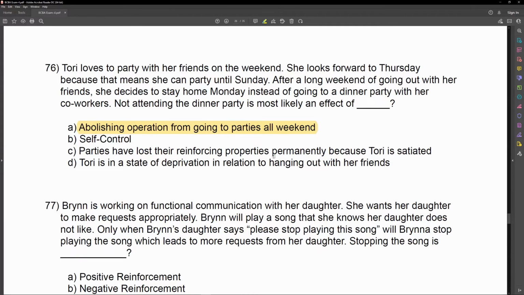Okay, make sure you understand that question. It's a good example of finding the best answer based on the answer choices we're given, and a good way to think about different abolishing operation and establishing operation scenarios, which can give people some difficulty.